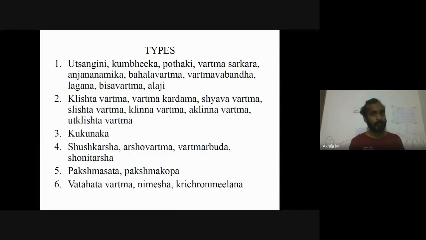Some are Krishna Varma, Varma Kardama, Shava Varma. See, from the name itself you will get an idea. In Varma Kardama, a muddy type of swelling or inflammation will be there. Shyava Varma is there. Klishta Varma will be there. Klinna Varma will be there. Aklinna Varma, where there won't be any Klinna, so the name is Aklinna Varma. UtkliShta Varma, mentioned in Ashtanga Hridaya. Okay, from the name itself you will get an idea.